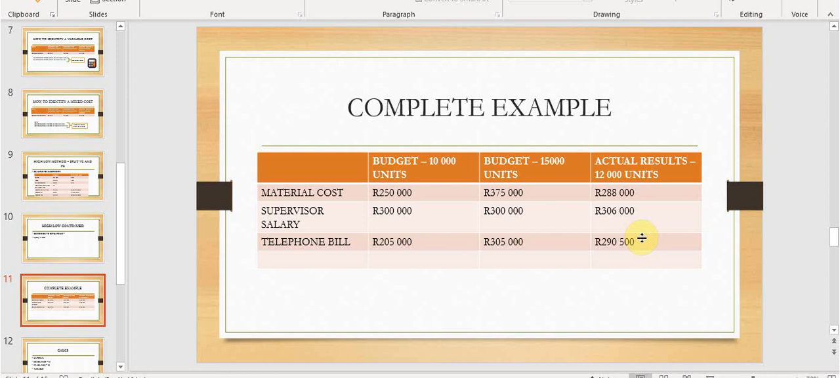So I'm going to start with my calculations. I'm not going to do a calculation for the supervisor salary because I can already see that that is a fixed cost, isn't it? It is 300,000 for 10,000 units and it's 300,000 for 15,000 units. So it's exactly the same. I can see with the bare eye that should be a fixed cost. The material cost and the telephone bill, however, need to be sorted out.